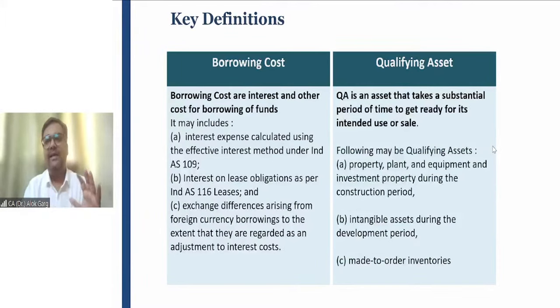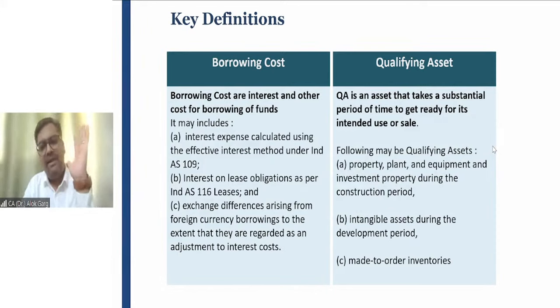Ind AS 2 is silent. It says that normally the interest on borrowing cost on inventory should not form part of the cost of inventory, right? But the exception is given in Ind AS 23, which says that interest cost on inventory needs to be capitalized, provided it is produced in small quantities and on a non-repetitive basis. And the underlying principle, don't forget the first principle, is that it should take a substantial period of time to get ready for intended use or sale. Right, Vimal?